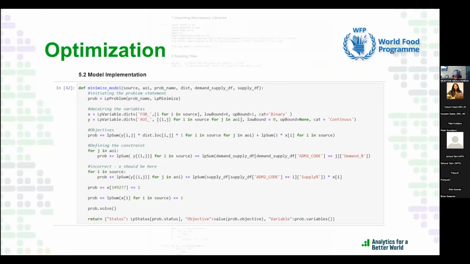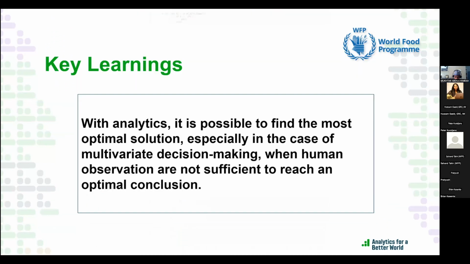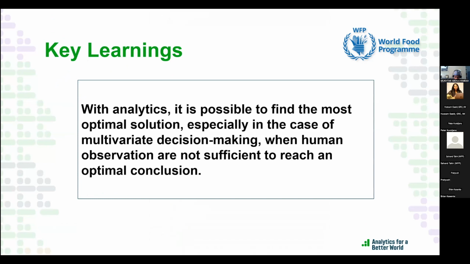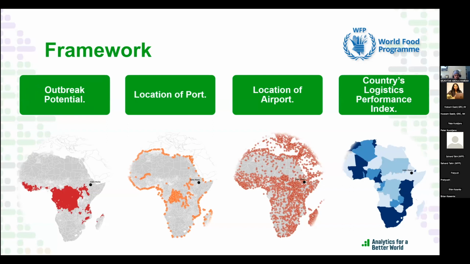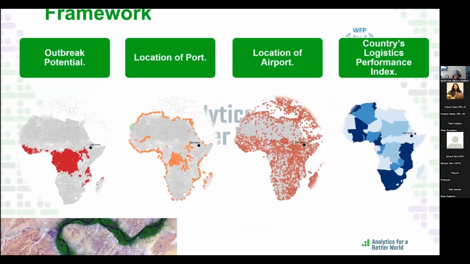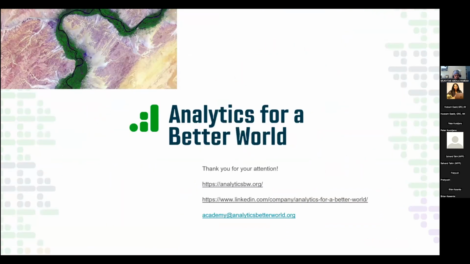Of course, the Jupyter Notebook is way longer than this, and I will try to make it publicly available for everyone who wants to have a look later on. And the key learning, I think, throughout the process, I learned a lot of stuff, but the main message is that with analytics we can find the most optimal solution, especially in the case of multivariate decision making, when human observation is not sufficient to reach an optimal conclusion. For example, we only have 4 parameters, and it is already difficult to pinpoint without some analytics. And that was my presentation, and I'm open for comments and questions.